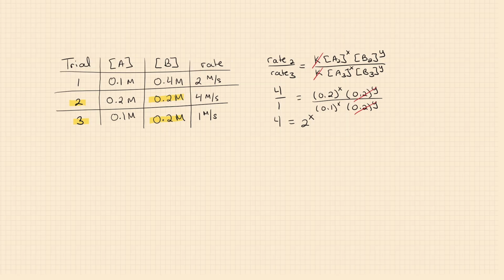2 to the X equals 4. That means X must be 2 because 2 squared is 4. So by holding B constant, we could ignore its effects on rate, and we could cancel it out in our equation and solve for the order with respect to A.